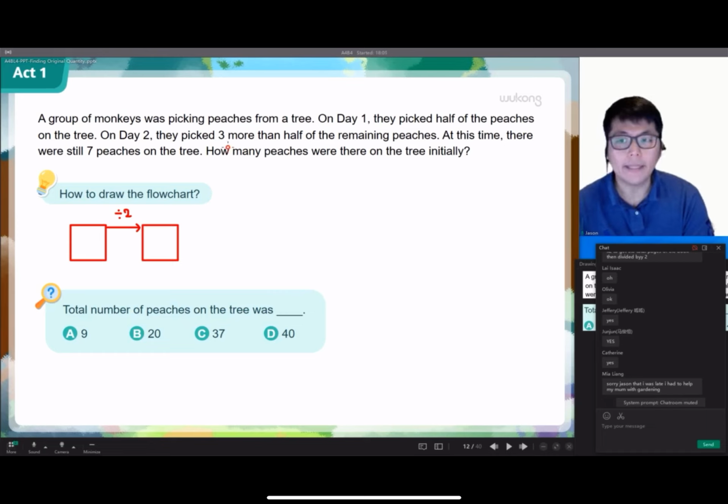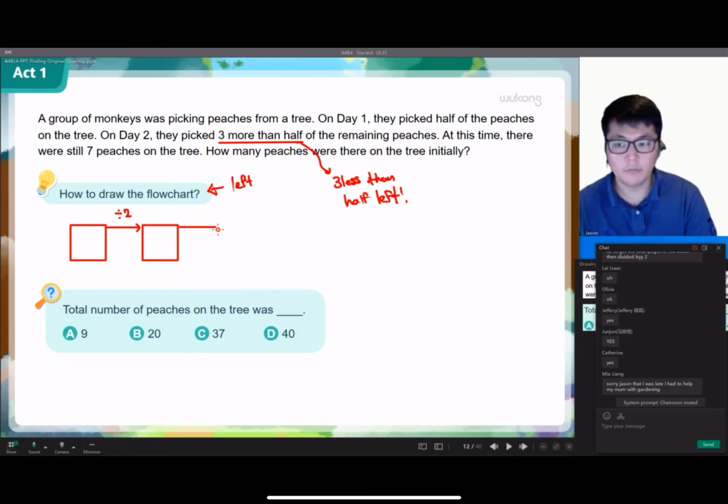On day 2, they picked 3 more than half. Guys, I saw people adding 3. No! You need to find, flowchart is always finding what is left. So 3 more than half, guys, it means you have 3 less than half left.